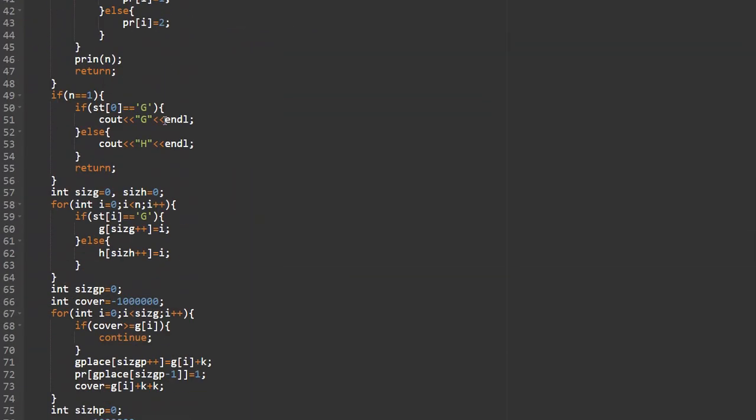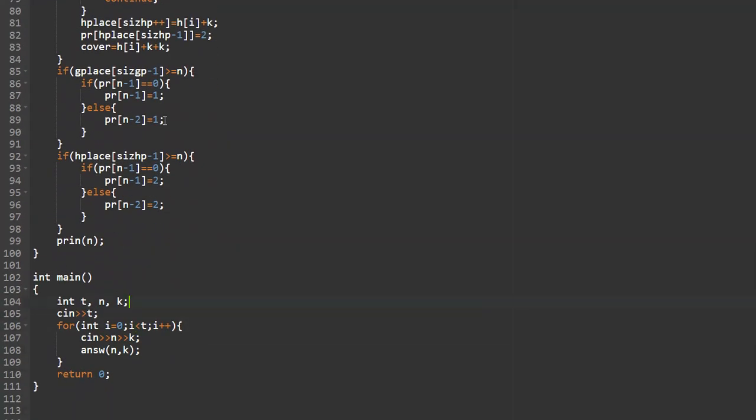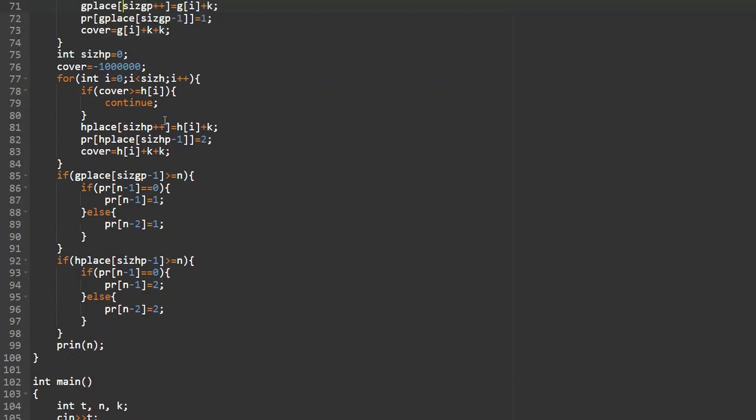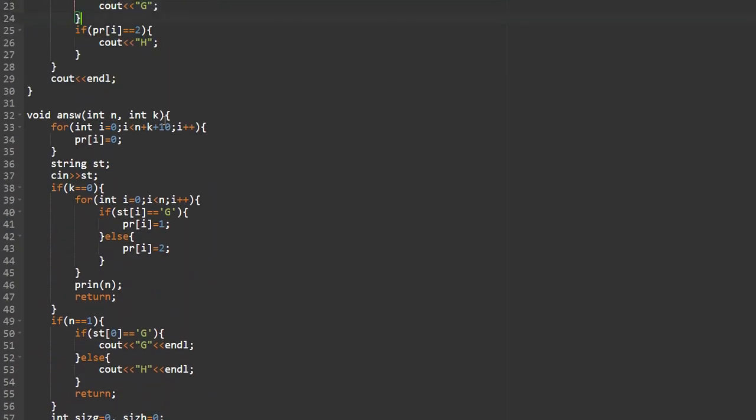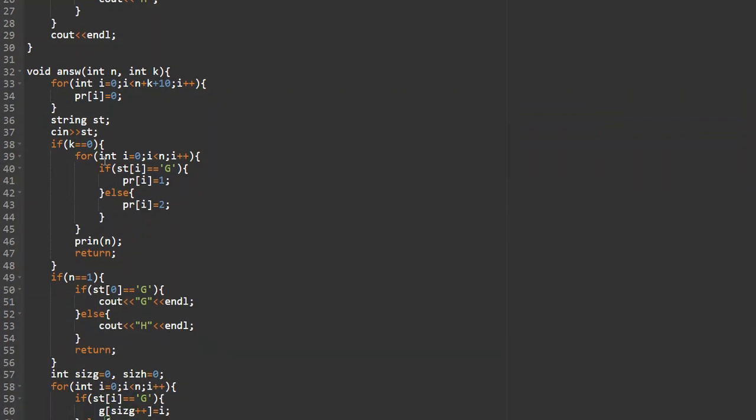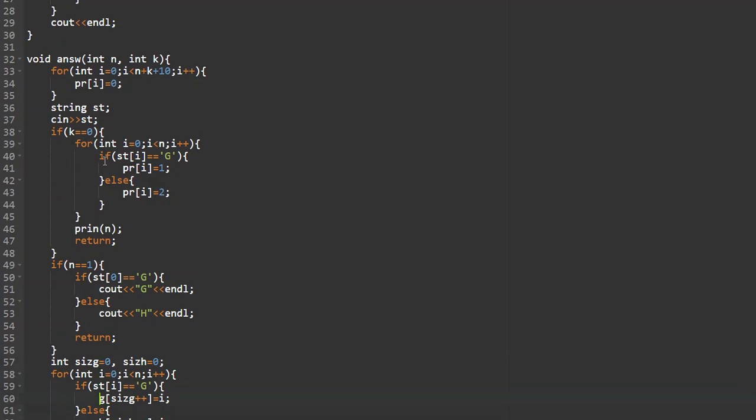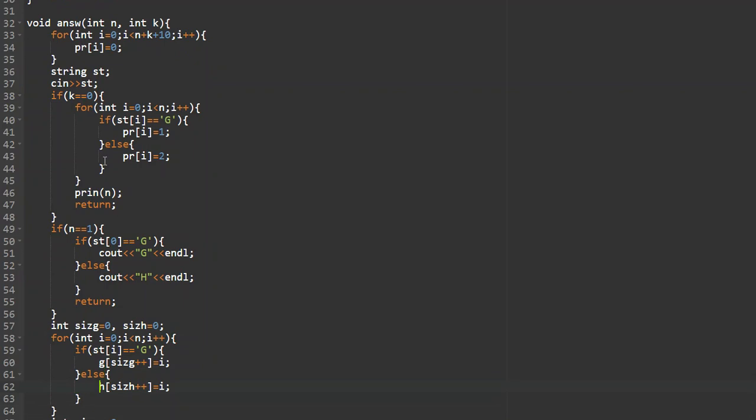Here, in main, I read int T, then n and k, then the answer for n and k. Then you go here, answer, then pr is our f, okay? From 0 to n plus k plus 10, something greater than that. We need only up to n plus k minus 1. And then I've checked if k is 0, it will be this. If n is 1, it will be this. So here, we know that n will be at least 2 and k will be at least 1. And then I checked if it is 0, g.